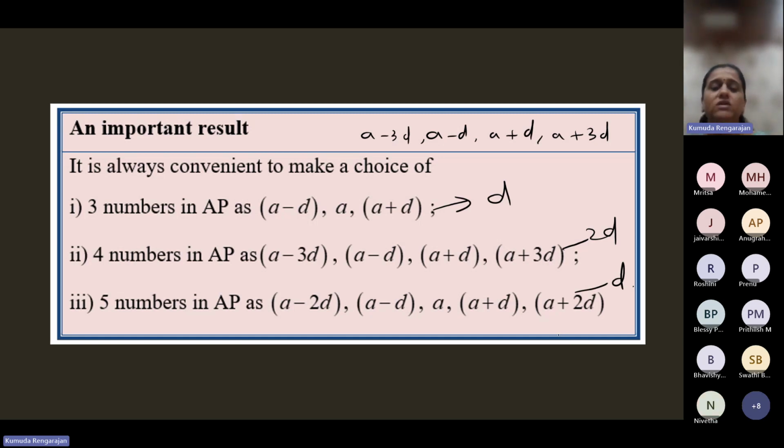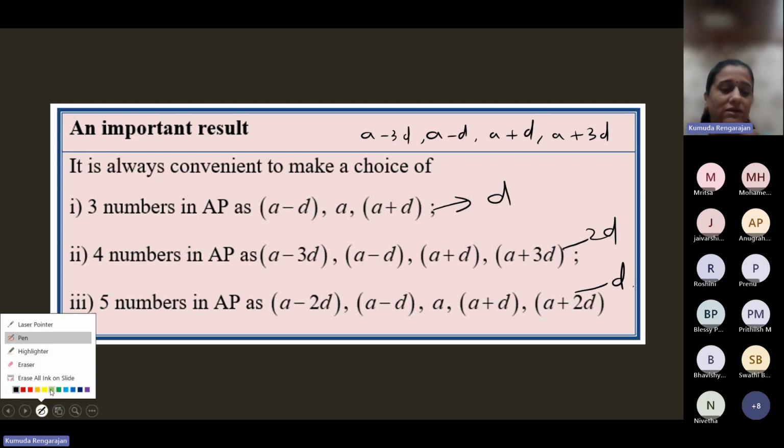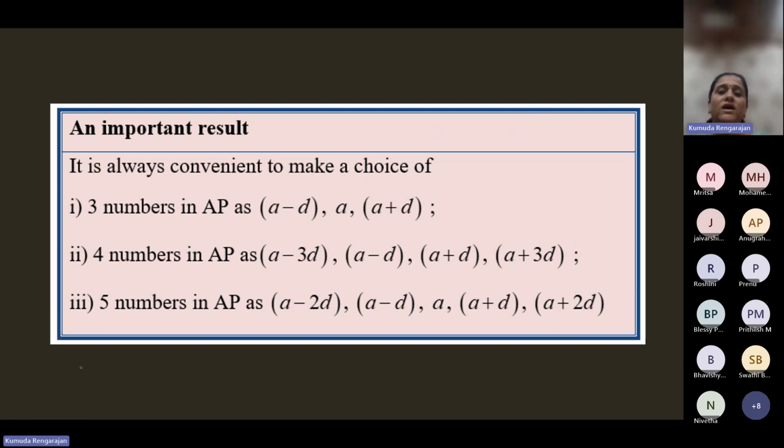When we take a situation and work, we can understand still better. If you have little doubt somewhere, it's okay. Just leave it for now. When we take a question and work it, it will be clear. Then you can ask me if you still have a question. So this is how we assume 3, 4, or 5 numbers in arithmetic progression.